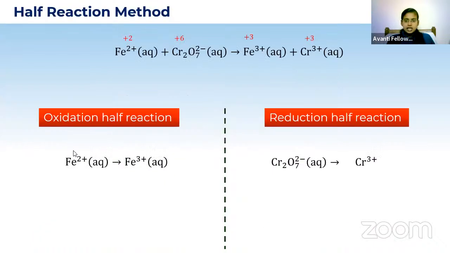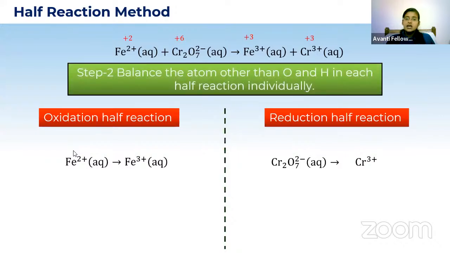Okay. So after separating the equations like this, the second step that you have to follow is balance the atom other than oxygen and hydrogen in each half reaction individually. Now don't think about oxygen and hydrogen. Balance the other atoms. The other atoms are iron and chromium, right? So if you go for oxidation half reaction, the iron is already balanced. We have one iron in both the cases. So it is already balanced.